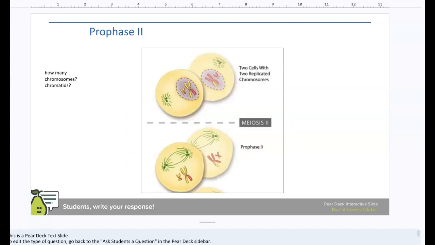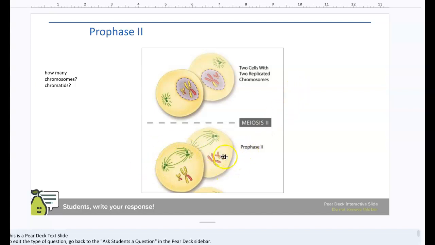So now we're in prophase 2. What we are doing is starting the cycle over again. This cell has divided, and it just happened. And now we are starting meiosis 2. So meiosis is basically 2 consecutive cell divisions. The first one happens with crossing over, and the second one happens here that we're about to start.